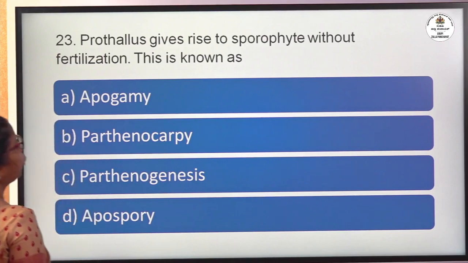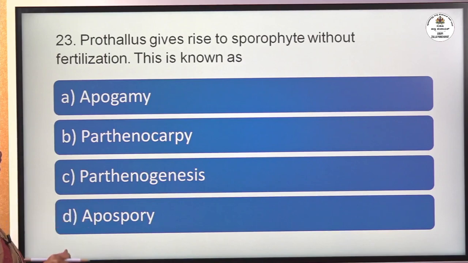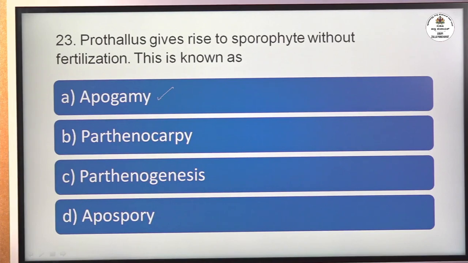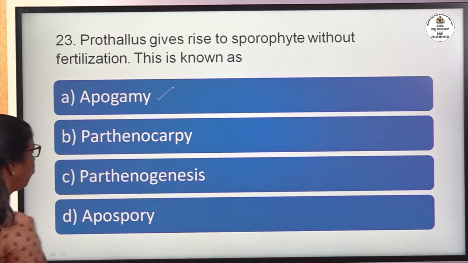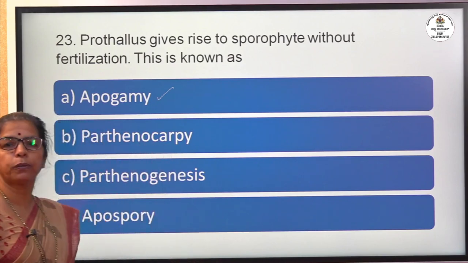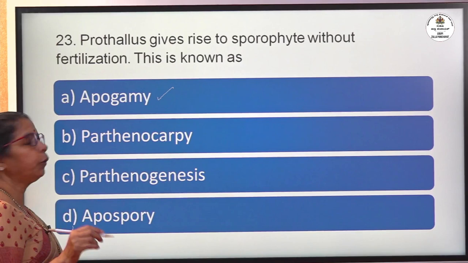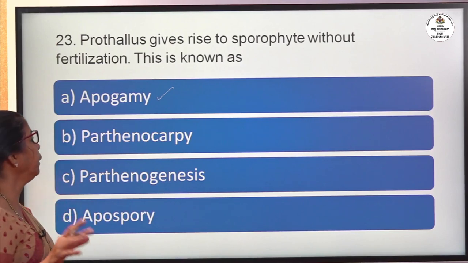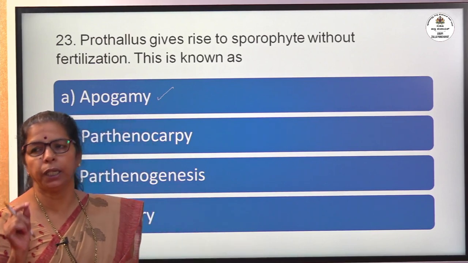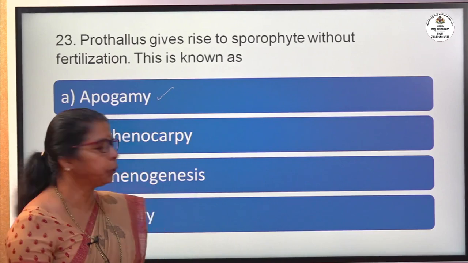Prothallus gives rise to sporophyte without fertilization. This is known as prothallus, which is developing into a sporophyte without fertilization. It is said to be apogamy. And if the sporophyte diploid cell develops into a sporophyte without fertilization, it is said to be apospory. Parthenocarpy is the production of seedless fruits. Okay, without fertilization, if the ovary develops into fruit, that is parthenocarpy. Then parthenogenesis, where the female gamete without fertilization develops into a new individual.